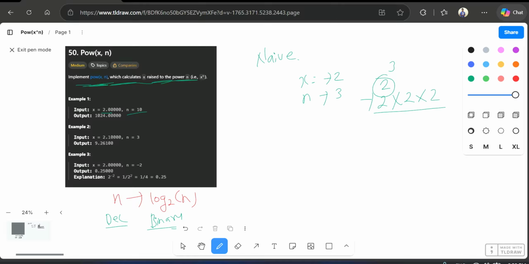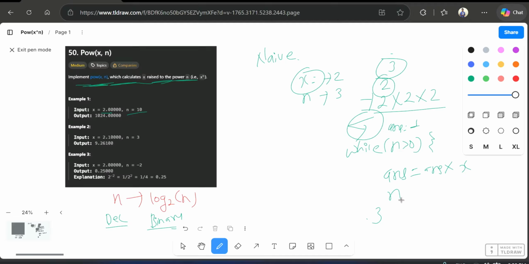To achieve this, you can simply apply a for loop linearly and then check your n. Your n is basically 3, right? Check your n multiple times. While n is greater than 0, you'd simply initialize your answer by 1 and then multiply your answer by the value of x, and then after that reduce your n by 1, right? n minus equals 1.